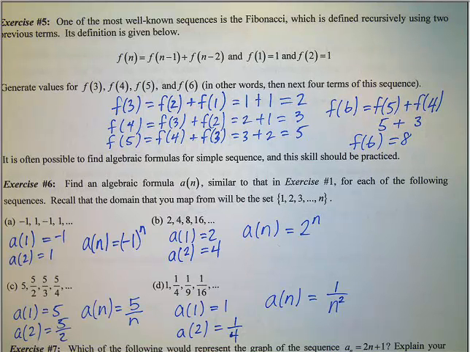All right, let's see how you did. For letter A, you should have a of n equals -1 to the n power. For letter B, you should have 2 to the n power. For letter C, you should have a of n equals 5 over n. And letter D, you should have a of n equals 1 over n squared. If you couldn't figure those out, then make sure that you ask in class. Go ahead and pause the video again and try number 7.